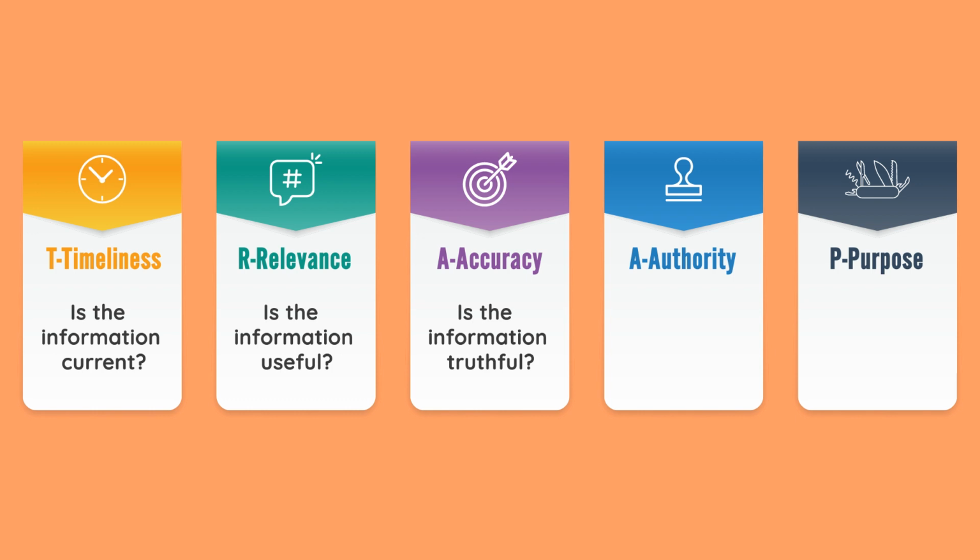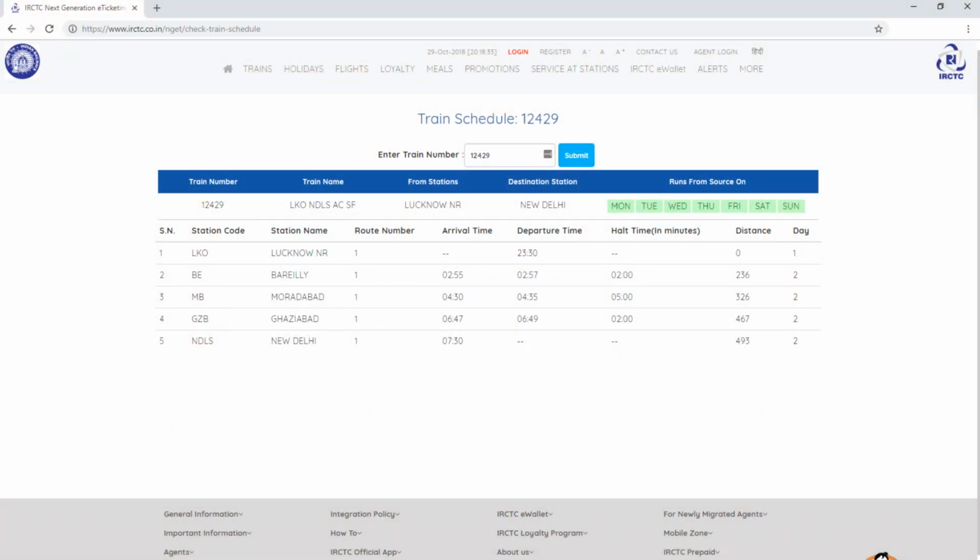Often, this test is closely linked to the other A, or authority, which is who has put out the information. A credible source of information will make the information more accurate than others. If we continue with our train running status analogy, had you referred to the official website of the railways, you would have got the revised schedule and the most current running status.